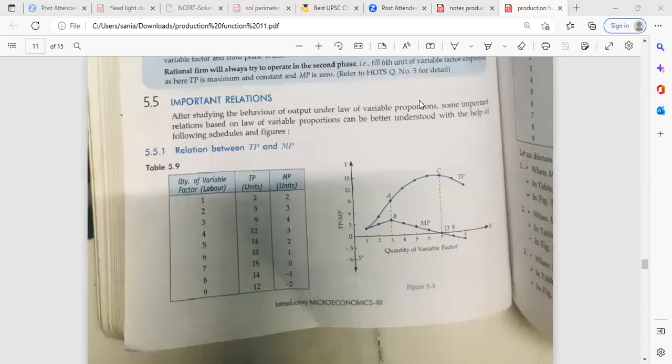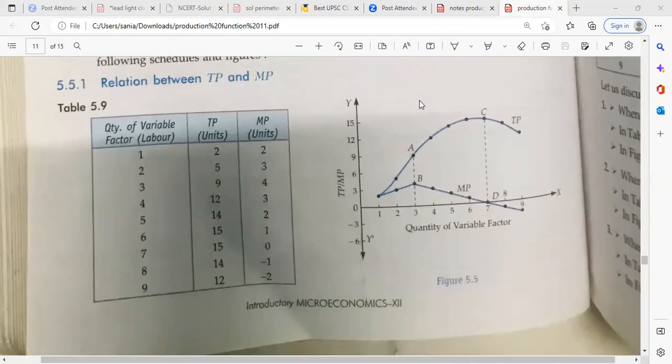Teacher, I did not understand how to draw it. I did not know what to take on the x-axis, I mean, which numbers. Okay. So on the x-axis, always there will be the variable factor. On the x-axis, always you have to take the variable factor.